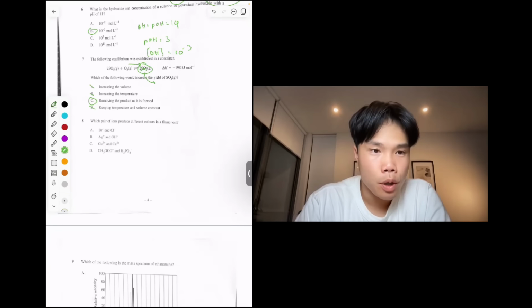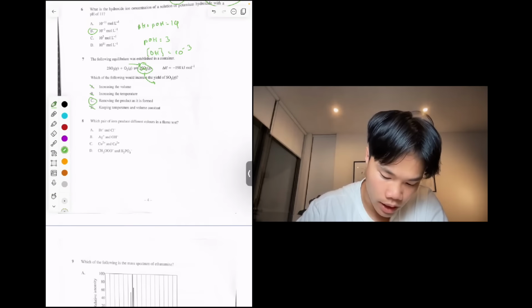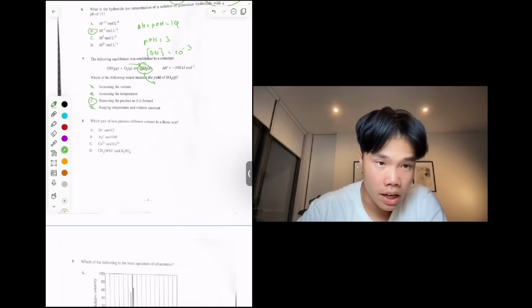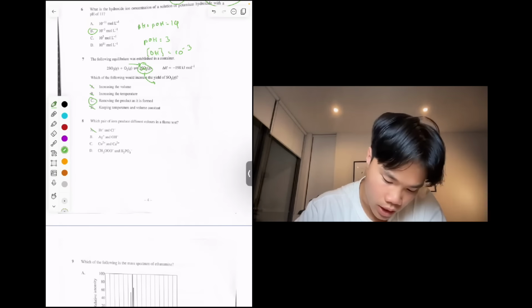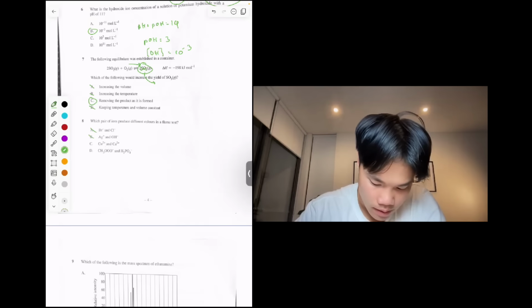Question 8. Which pair of ions produce different colors in a flame test? You have bromide and chloride. They do not form any color in a flame test because they're both anions. Silver and hydroxide. Silver does not form a color in a flame, and nor does hydroxide, so you wouldn't see any colors here.